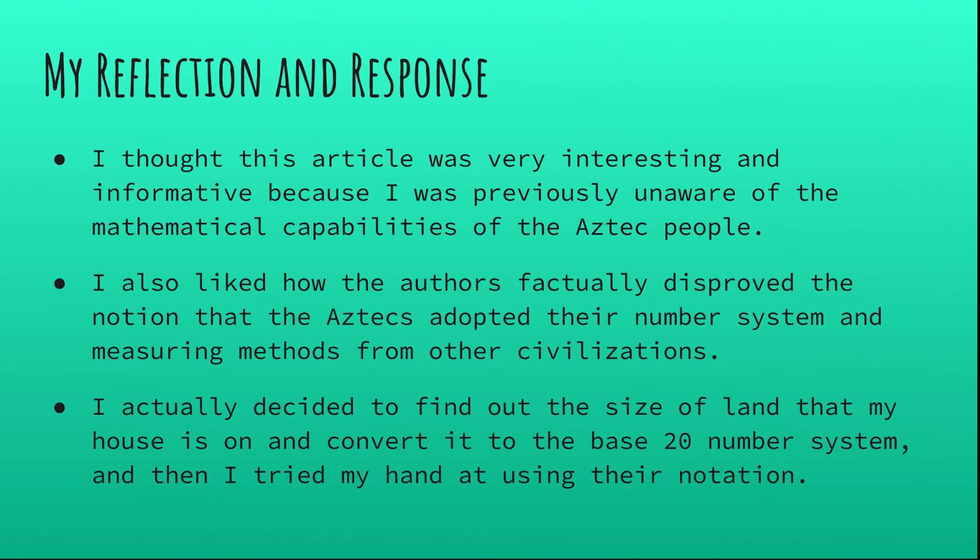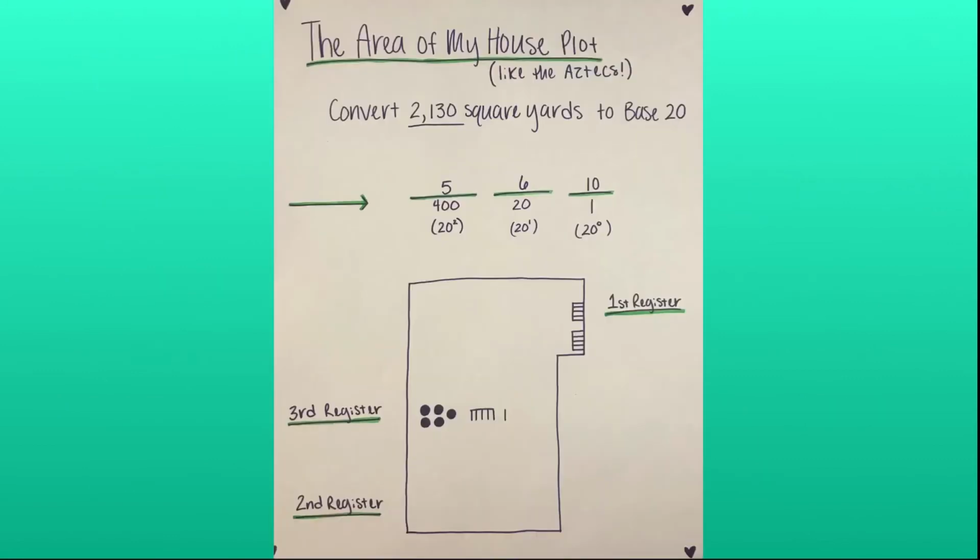And I actually decided to find out the size of land that my house is on and convert it to the base 20 number system. And then I tried my hand at using their notation. I didn't physically measure the plot of land that my house is on. I found out online how big it was. But it is 2,130 square yards.